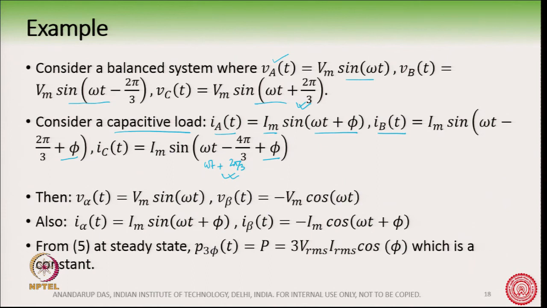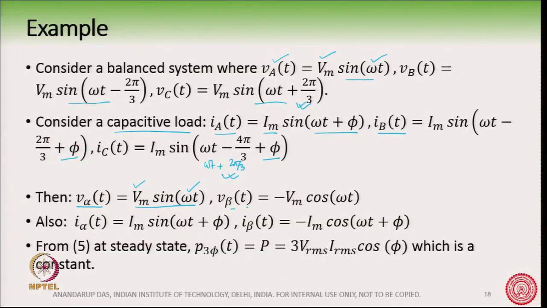Now, we can find out what is V alpha t and what is V beta t, by substituting into the matrix. I see V alpha t is Vm sin omega t, and as expected Vm and Vm are matching, omega t and omega t matching, and A phase and alpha are coincident. So, they have the same projection. V beta is minus Vm cos omega t. Why is this minus Vm cos omega t?